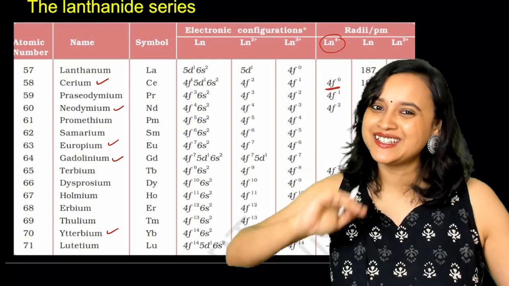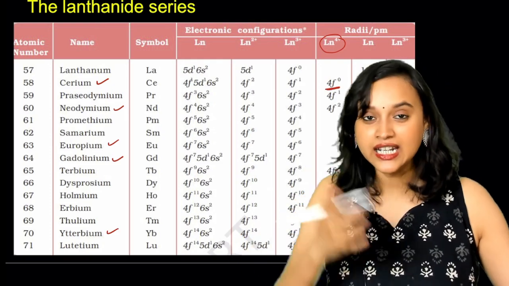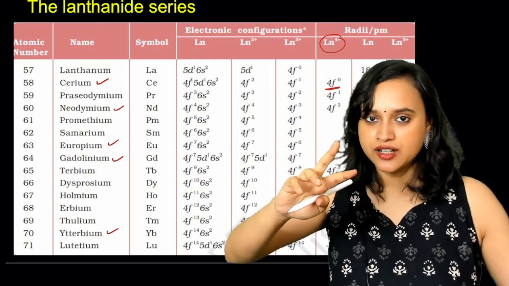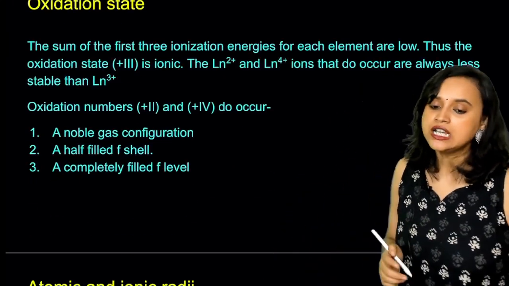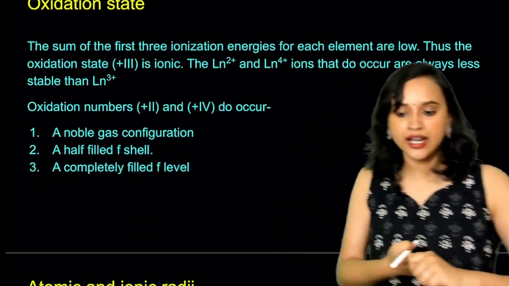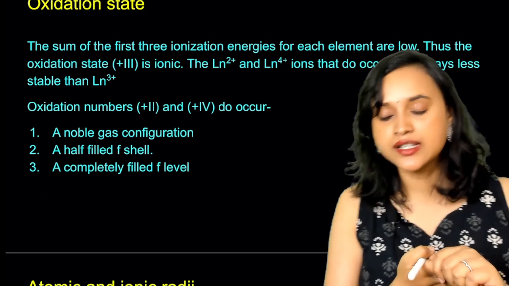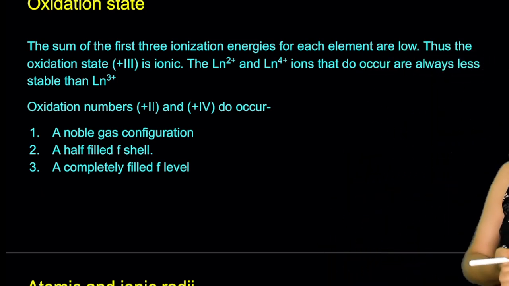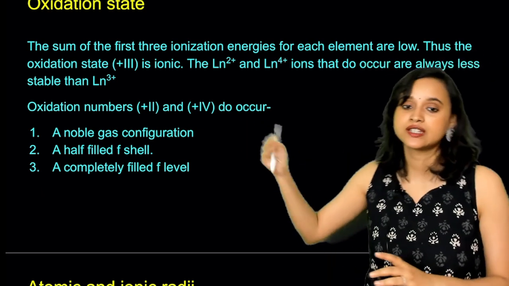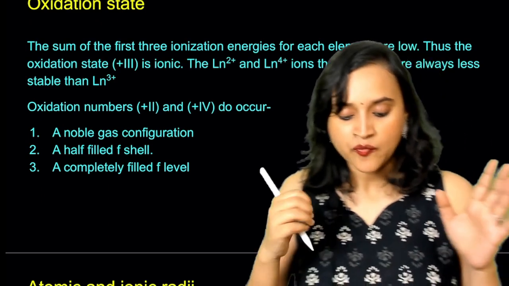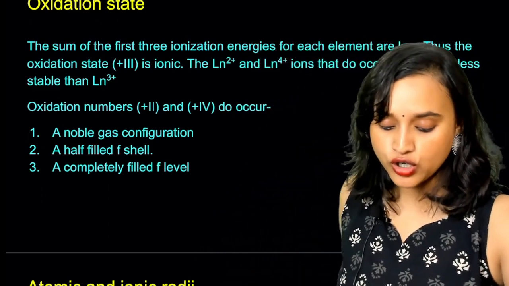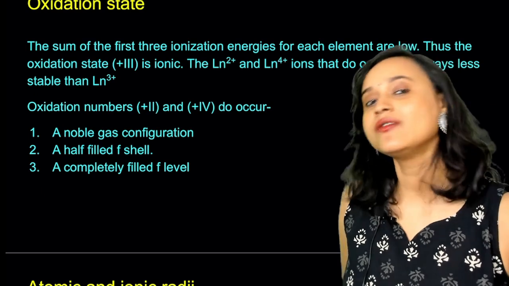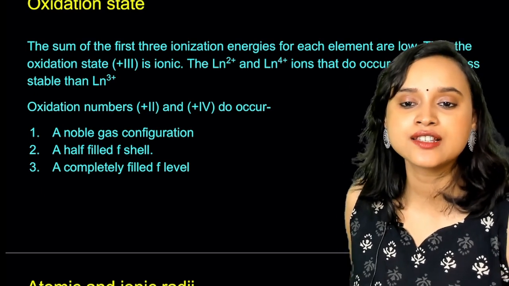However, it has a tendency to get back to the +3 oxidation state, which is the most common oxidation state of the lanthanoids. Now, the sum of the first 3 electron ionization energies for each element is very low. Therefore, their most common oxidation state is +3. You will also be able to see +2 and +4 oxidation numbers when you get to see a noble gas configuration.